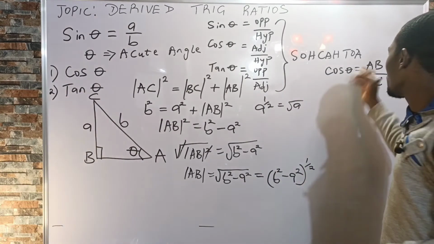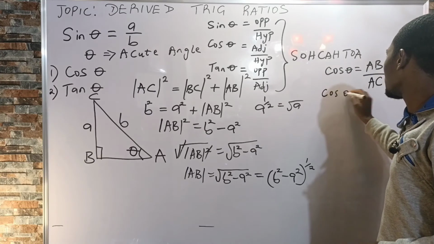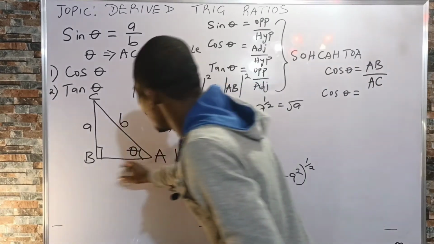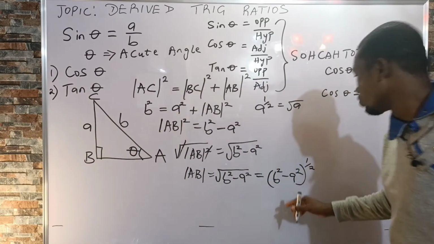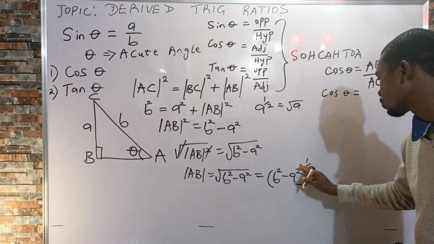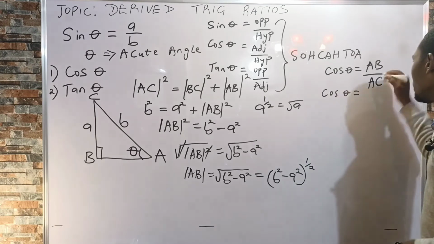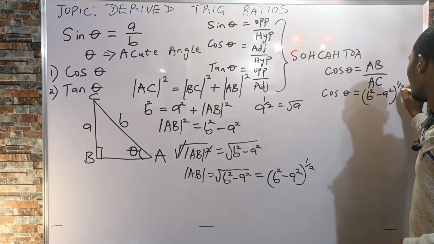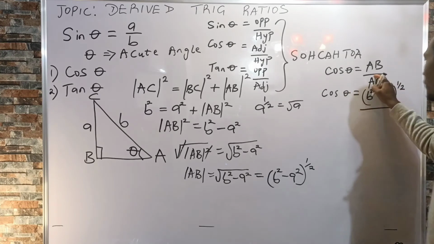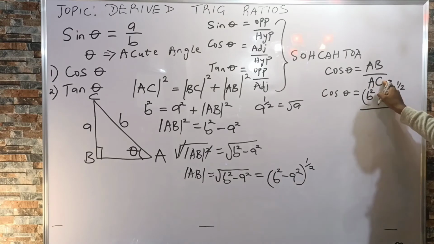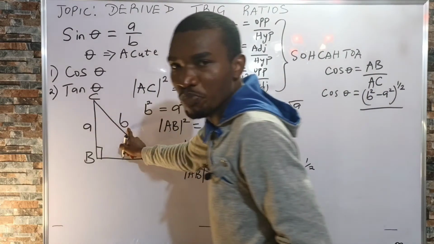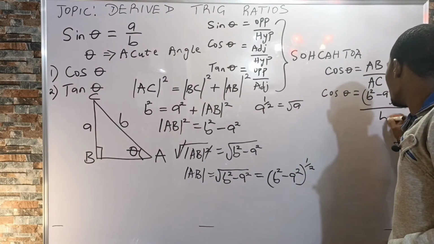Obviously, we have that cosine theta is equal to our AB, which we found to be B squared minus A squared, all raised to the power of half. So here we have B squared minus A squared, all raised to the power of half, then all over our AC. Remember that our side AC is our B. So that is all over B.